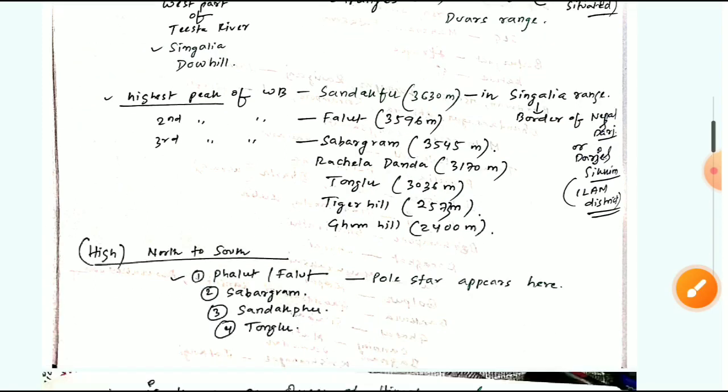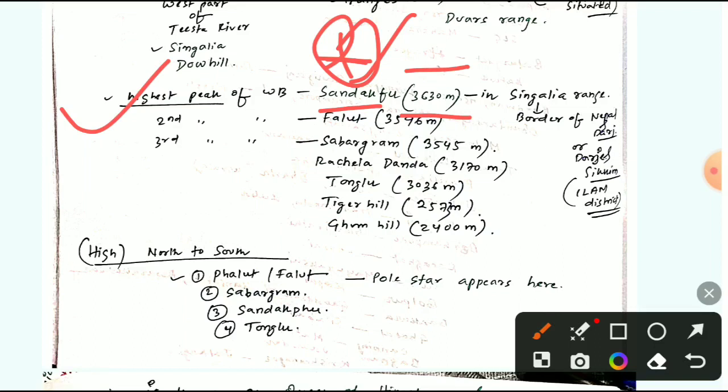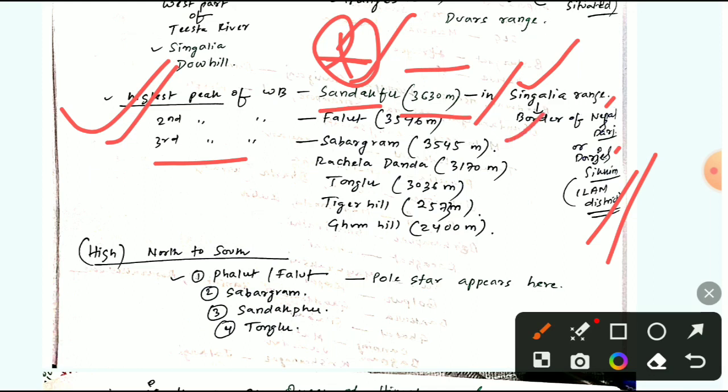Next important thing is the highest peak of West Bengal. So the highest peak of West Bengal is Sandakphu, very important, at 3630 meters. It is in Singalila range, which borders Nepal and Darjeeling, or Darjeeling and Sikkim, that is in Ilam district. This also you must know. Second highest peak is Falut, 3596 meters, and third highest is Sabagram, that is 3545 meters.